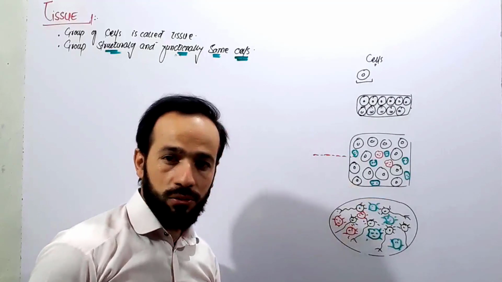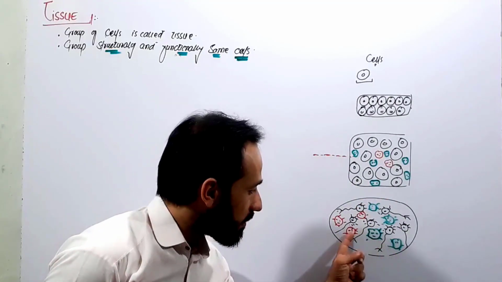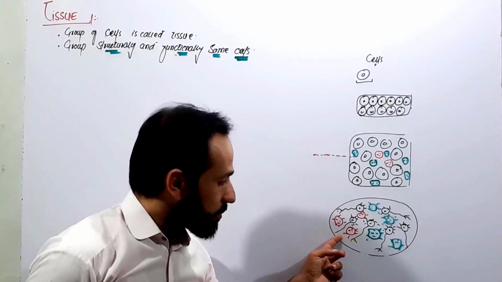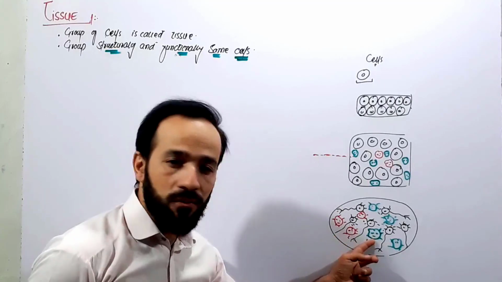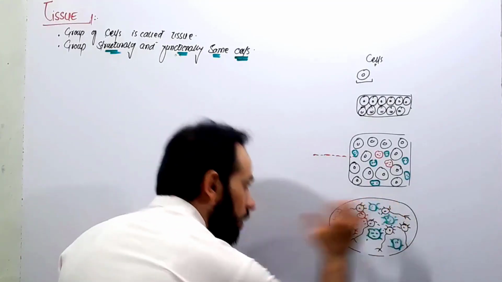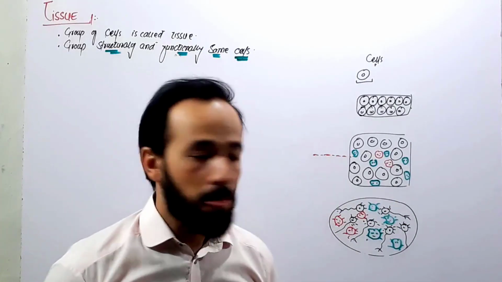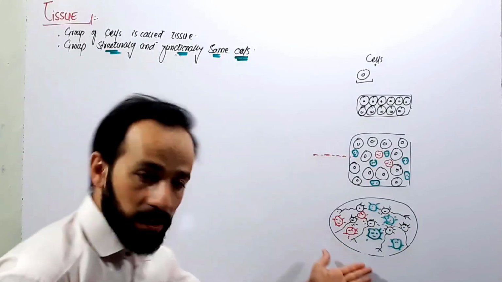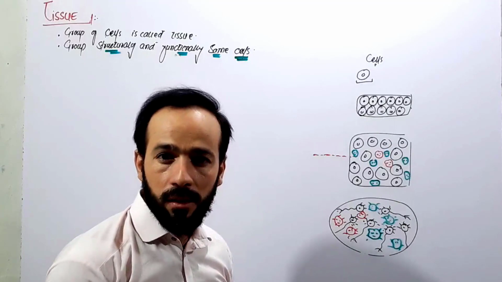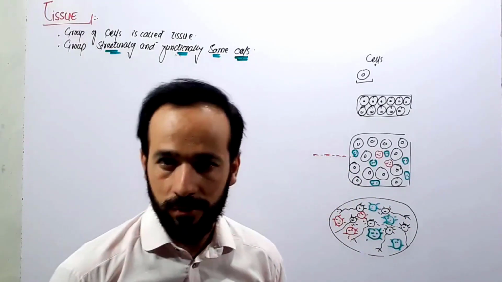This is also a tissue. Here is also a tissue. You can see here are the black cells, the green cells and the red cells. The function of black cells is different, the function of red cells is different, and the function of green cells is different, right. So we also call it a tissue. Now what is the definition of the tissue? The tissue is a group of cells, right, which may have the same function, but there are certain cells also which perform different functions, right.